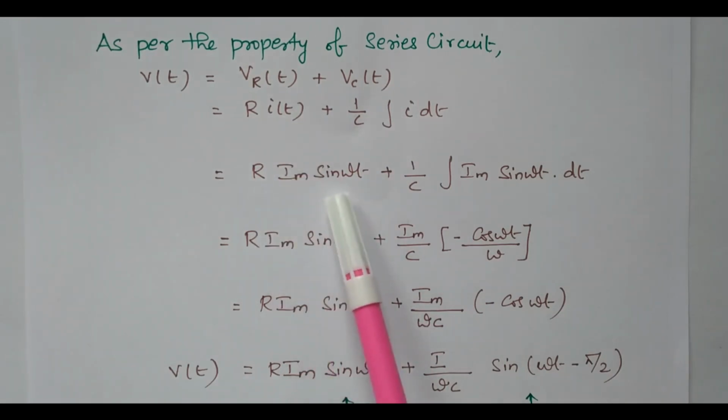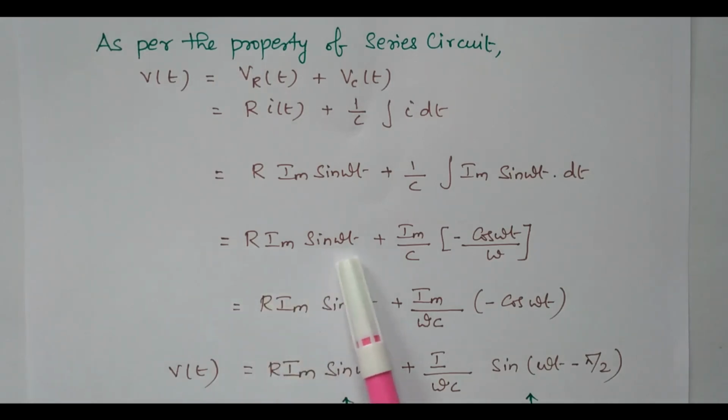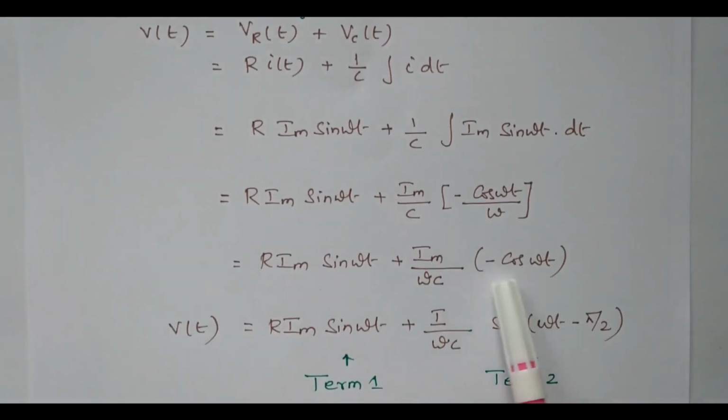So R into Im sin omega t plus 1 by C integral of Im sin omega t dt. So that is R into Im sin omega t plus, taking Im outside, Im divided by C times the integral of sin omega t, which is minus cos omega t divided by omega. So what will happen here: R Im sin omega t plus Im by omega C, with omega taken outside, into minus cos omega t. This minus cos omega t can be written as sin of omega t minus pi by 2. Right? Minus cos omega t can be written as sin of omega t minus pi by 2.